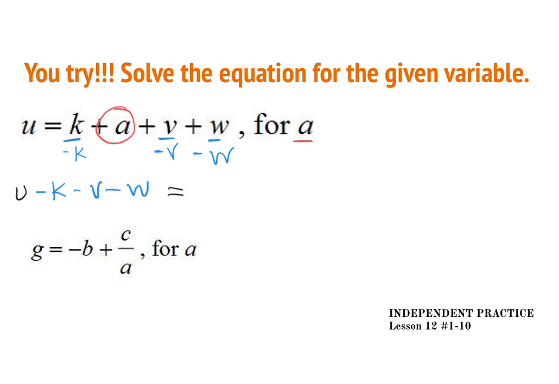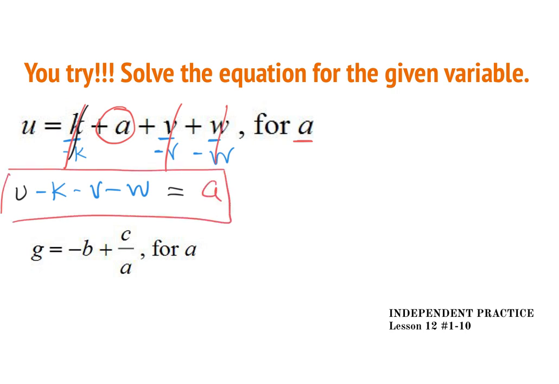And that is equal to, well, what was left? k is canceled out, v is canceled out, and w is canceled out. So now a is all by itself. So this would be my answer.